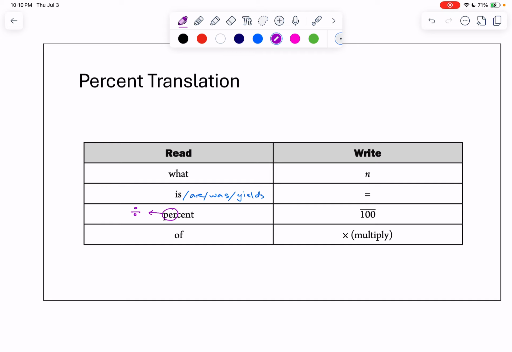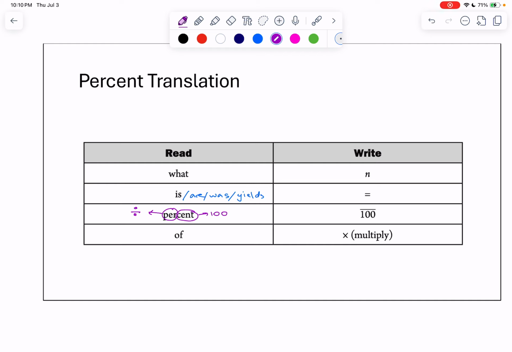Here, percent, cent, C-E-N-T, means 100. Think about it. How many cents in a dollar? How many years in a century? What does the centennial celebrate? How many legs on a centipede? The answer to all those questions is 100, because that's what cent means.